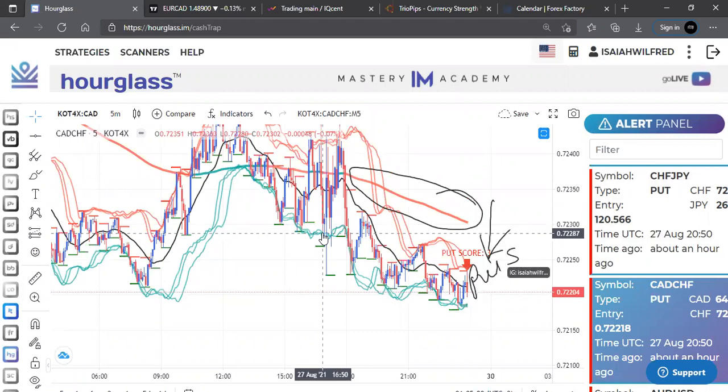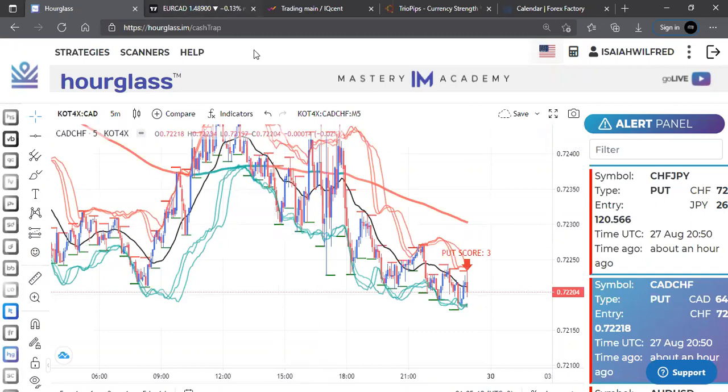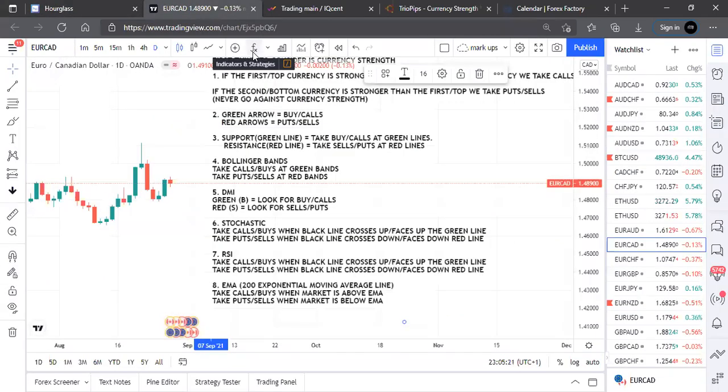Is that easy? It's very, very easy. Right? So that's what I just explained, Sammy. So if you understood it, let me see you drop yes. If you understood, drop a yes in the chat. So that's the 8th confirmation, and that's everything about Cashtrap.